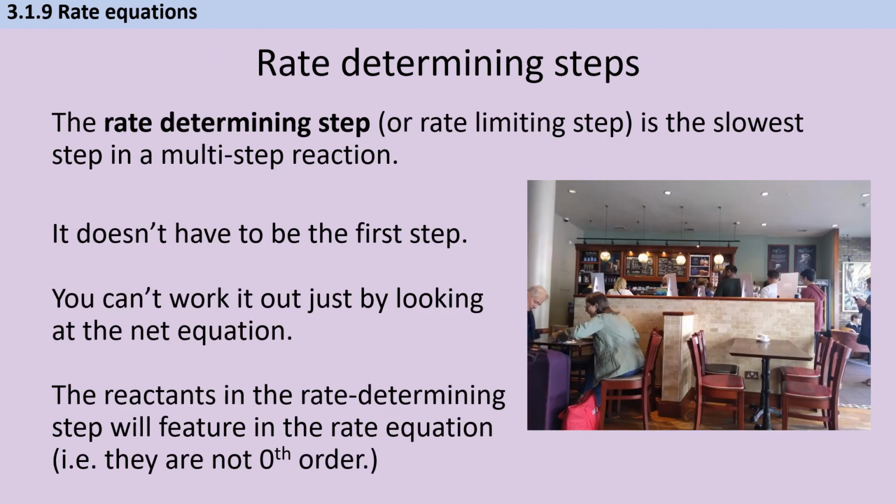Not every step in a multi-step reaction will go as quickly as the others, so the overall rate is determined by the rate determining step, which is the slowest step. It isn't the first step, and you can't work it out just by looking at the chemical symbol equation. We need this experimental data, and we need to know what our rate equation is. What we do know is that the reactants in the rate determining step will feature in the rate equation, so they're not 0th order.